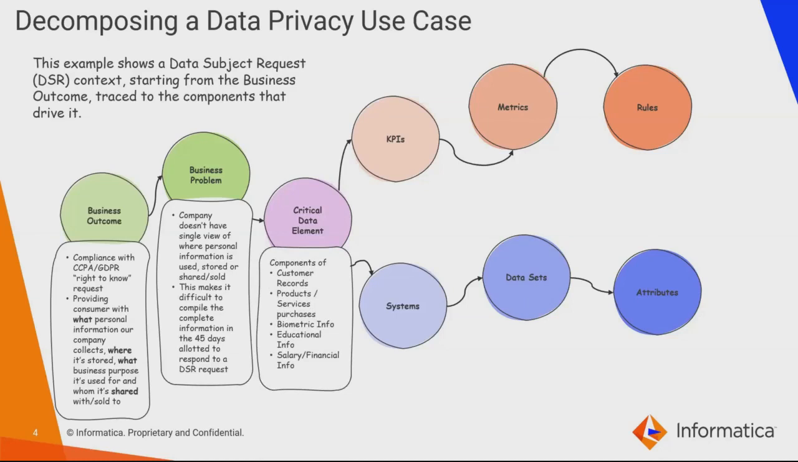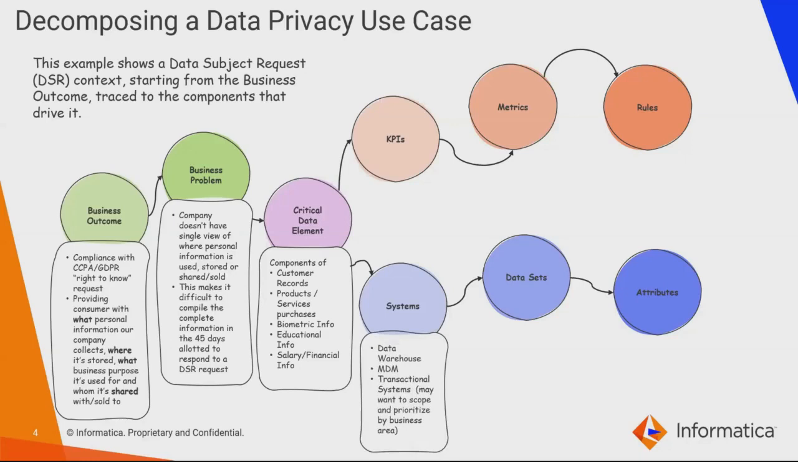So critical data elements are components of customer records, they live in product and services records, they might be biometric information, such as a fingerprint scan, retinal scan, things like that about an individual. Education information, you may ask that as part of an initial survey to the customer. You may have salary, other financial information such as credit cards, or other things that fed into, let's say, getting credit for a purchase, etc. All of these things would qualify under that DSAR type request.